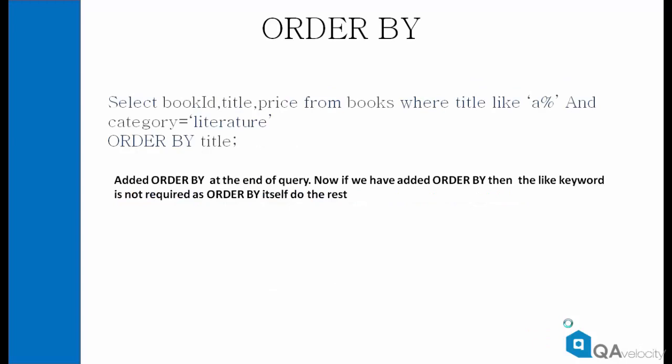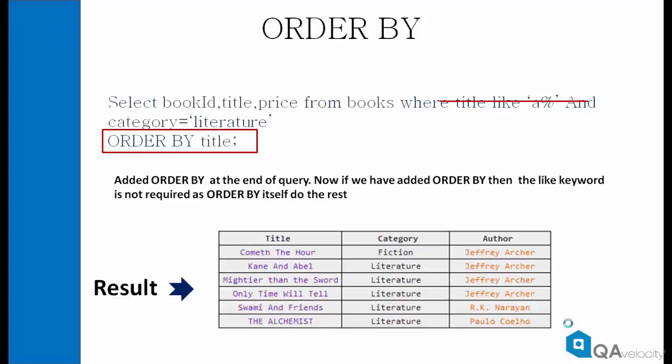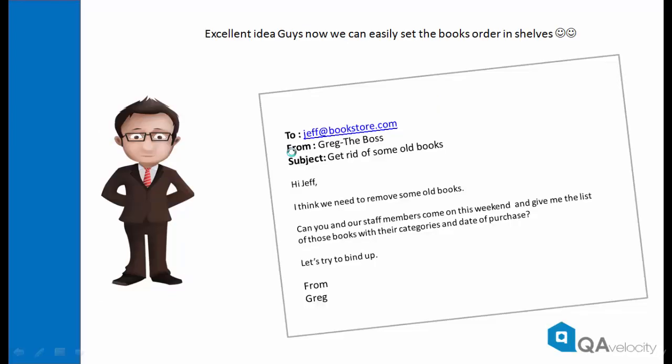So to mitigate the challenge of like, we need to add the keyword order by at the end of our query, and after that we can remove the like keyword. What the order by keyword does is sort the result in order. Now Jeff can get the list of books by his provided category in alphabetical order. If we see the results, books are in alphabetical order.